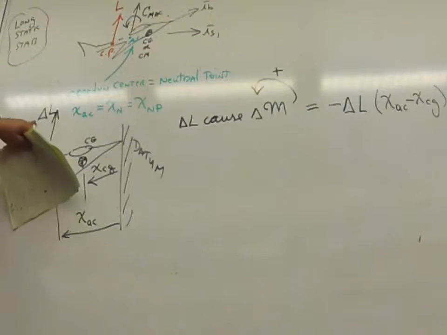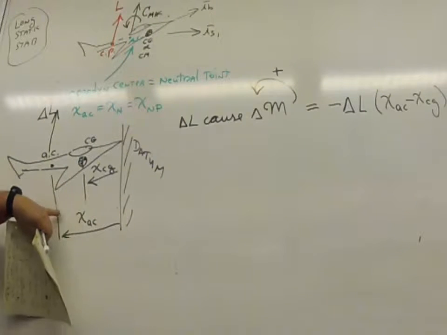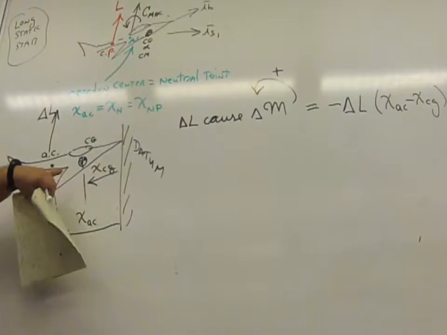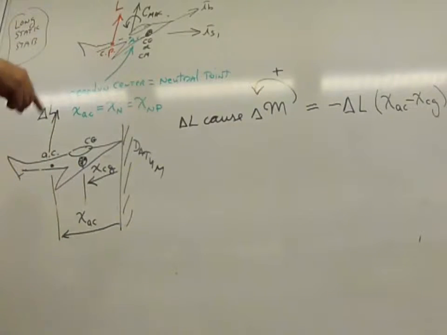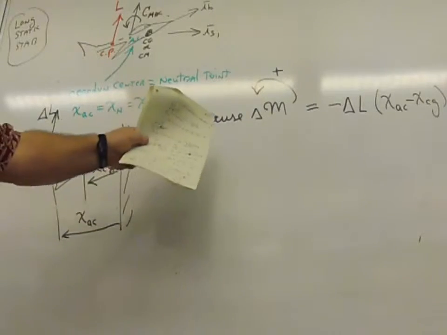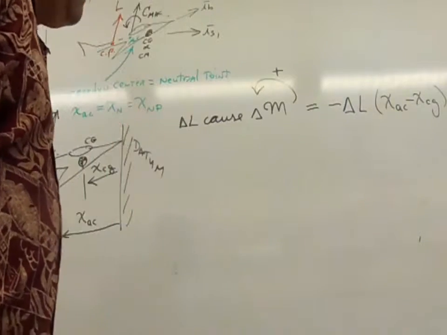If I were to take a perturbed delta L for this aircraft, then the moment arm, this aerodynamic center moment arm minus the center of gravity moment arm, will give me a pivoting, but it'll be a negative torque since positive torque is counterclockwise. That's a clockwise torque. So I'll have delta M is minus delta L, XAC minus XCG.